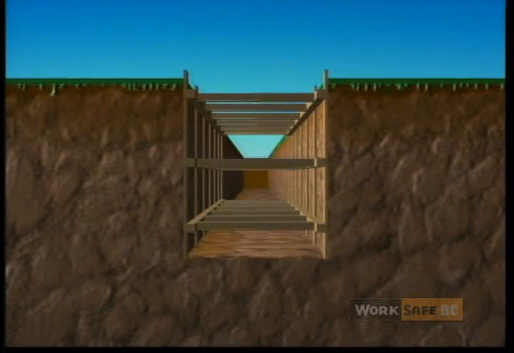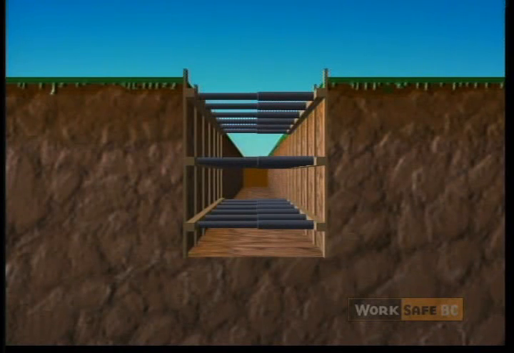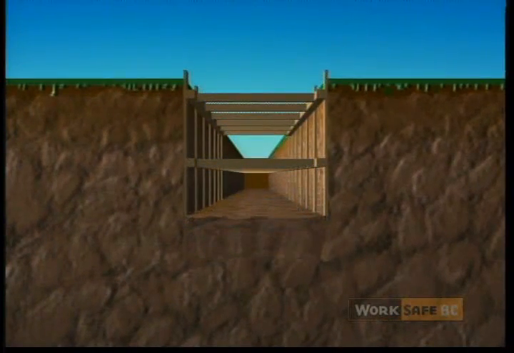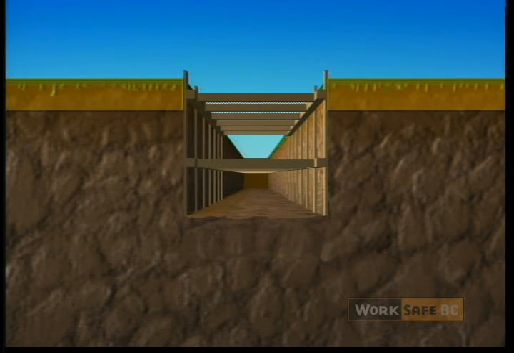Steel trench jacks can be substituted for timber struts, but must equal the strength of the timber ratings in all instances. Trench jacks are to be installed horizontally and perpendicular to the strut. Upper cross braces shall be installed within 2 feet of ground level.